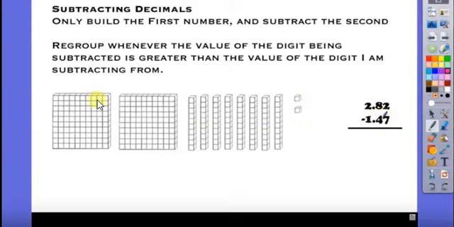Now here, what you have here is 2.82. From 2.82 we want to subtract 1.87. So you can see 2 is less than 7. So you need to regroup.